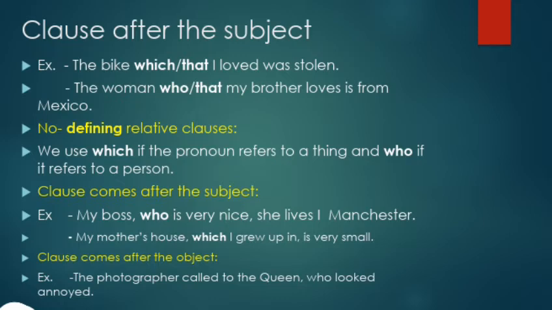Now we are going to talk about clauses that come after the object. We have an example. The photographer called to the queen, who looked angry. In this case, we have who after the object.